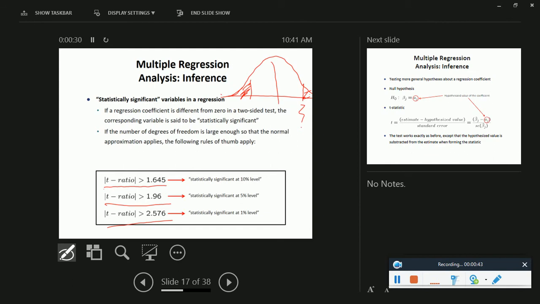1.645, right? But for a one-tailed test, the critical value only for 5% could be 1.645 if we are considering the left-hand side, right? That's for a one tail, and the critical value on the right-hand side should be what? On the left-hand side it should be negative 1.645, and the critical value for the right-hand side would be positive 1.645 for a one-tail test, right?